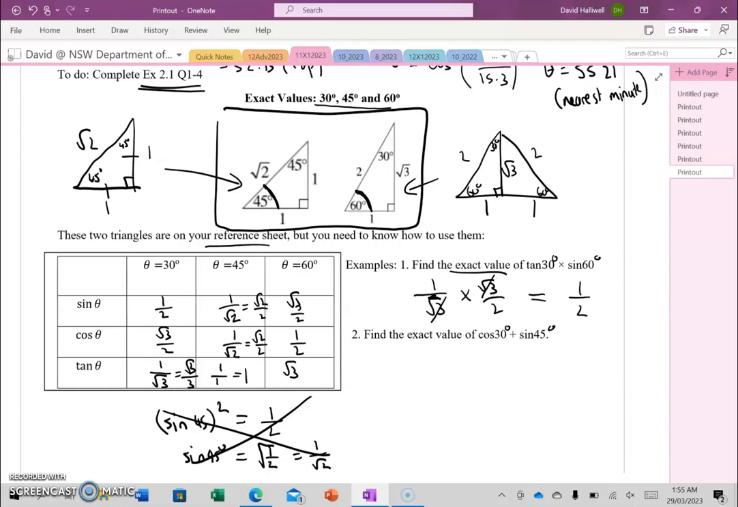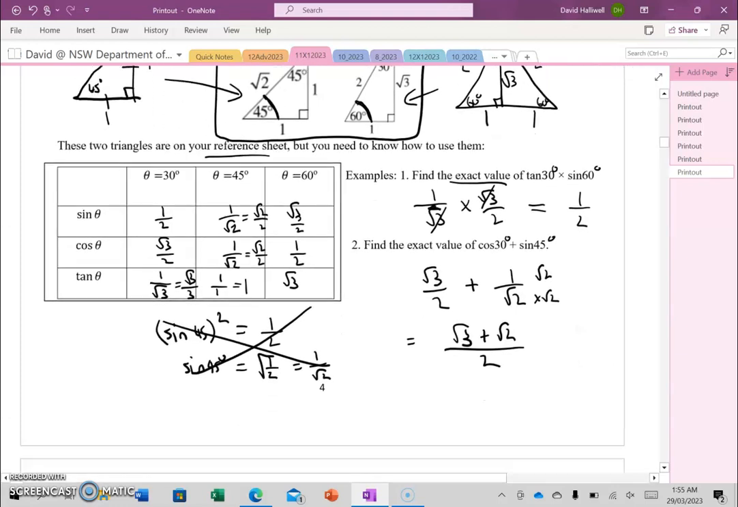Next one, cos of 30 degrees, which is root 3 on 2, plus sine of 45, which is 1 on root 2. Okay, let's just rationalize that. We'll make a common denominator. So that's root 3 plus root 2 over the common denominator of 2. Alright.